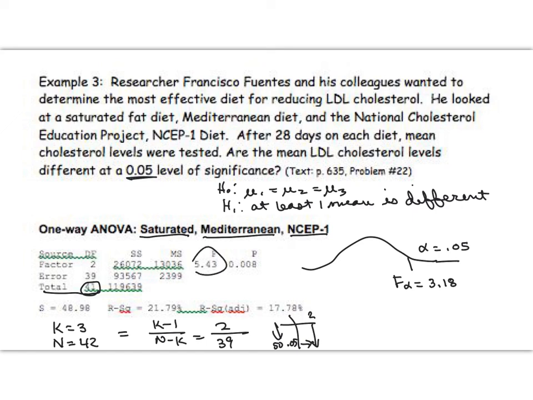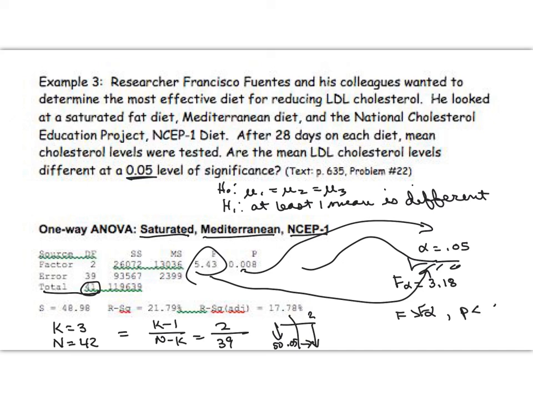Okay, so my F value is 5.43. That's bigger. That's on this side. And P is 0.008. So F is greater than F alpha, and P is less than alpha. We're going to reject our null hypothesis. That means that at least one diet's mean cholesterol levels are different than the others, at least one.